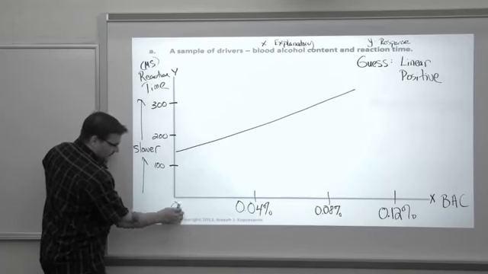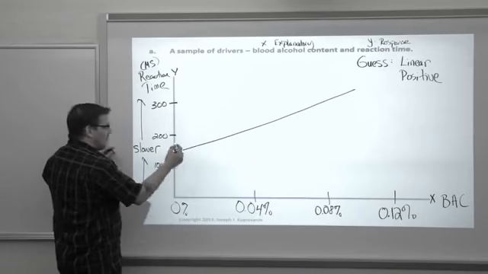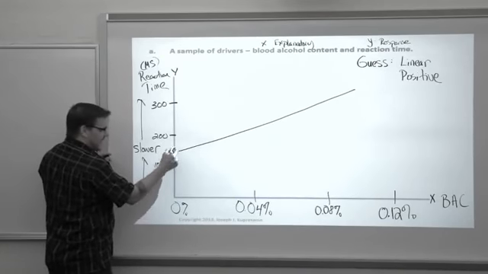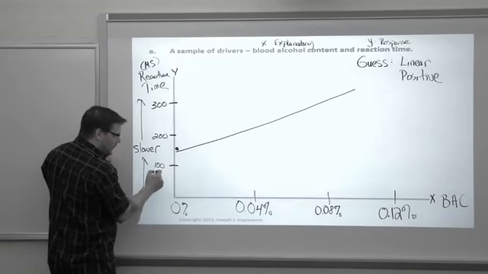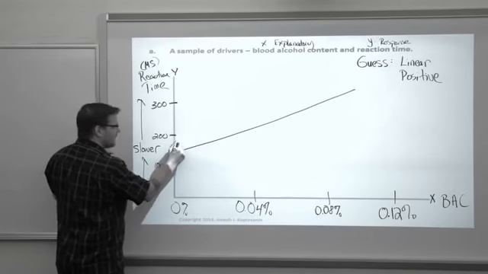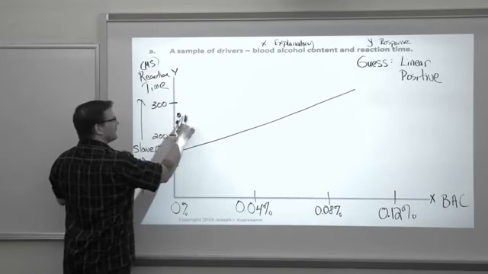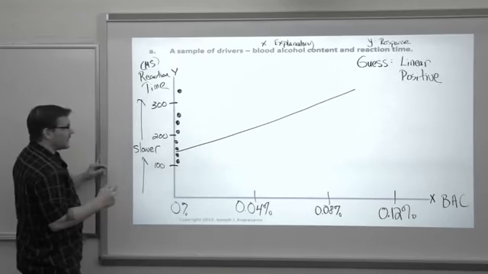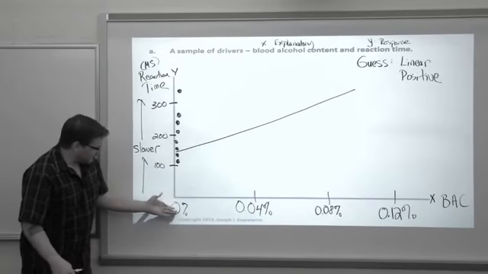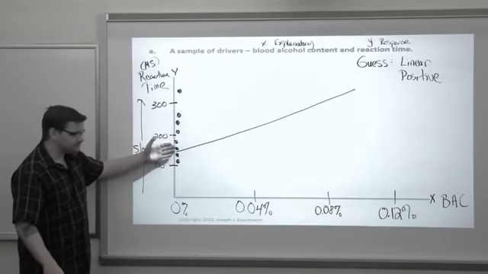All the sober people here at BAC 0%, down in the corner, are they all going to have reaction times like right there? The answer is probably no. Here's a quick person, here's a slower person, here's an even slower person, even slower. Maybe this person is really slow. Here's somebody that's really quick. At this blood alcohol content, there's going to be lots of variation in reaction time.